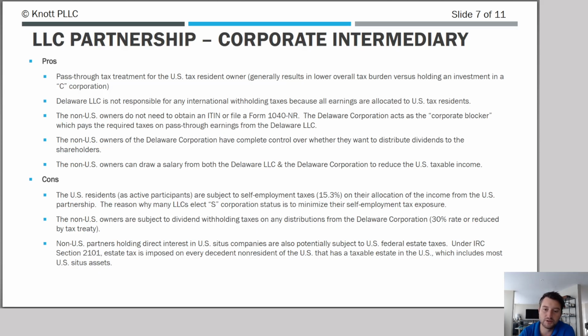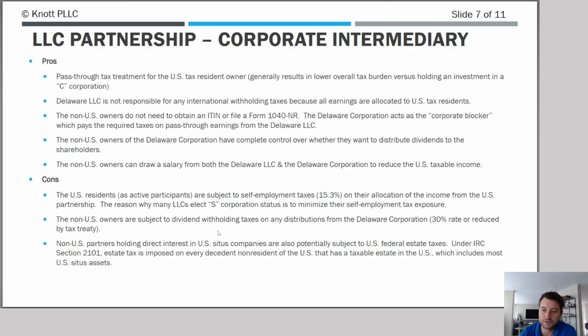Well, the U.S. resident, because we go back to that partnership treatment, the allocation to Frank is going to be subject to self-employment tax again. So he's got that 15.3% SE tax on the allocation of income because he actively participates in the business. Now, the other con here is the non-U.S. owner of that Delaware corporation, they're still going to have this dividend withholding tax issue, right?